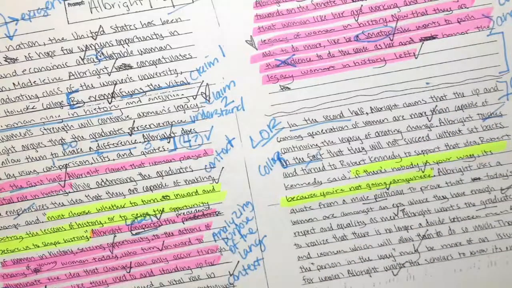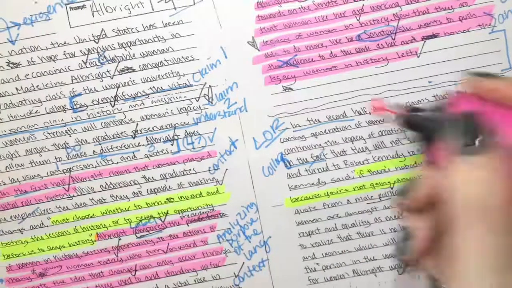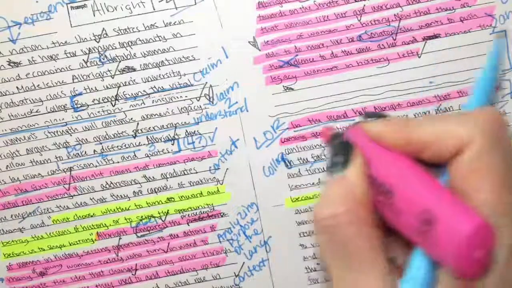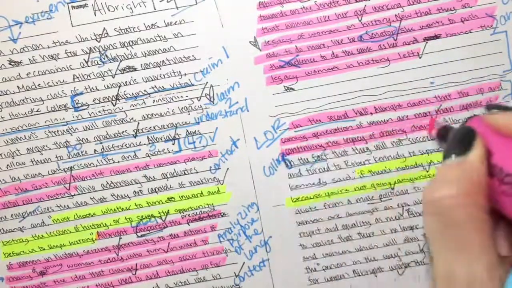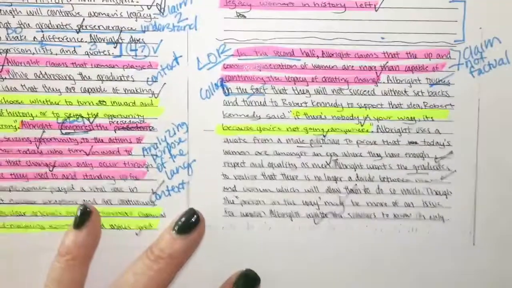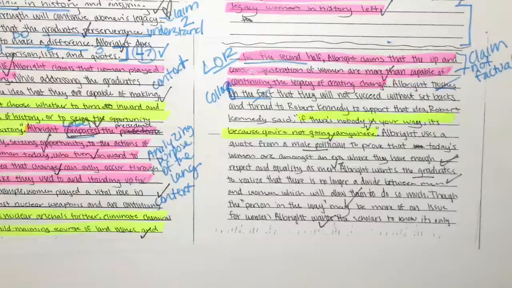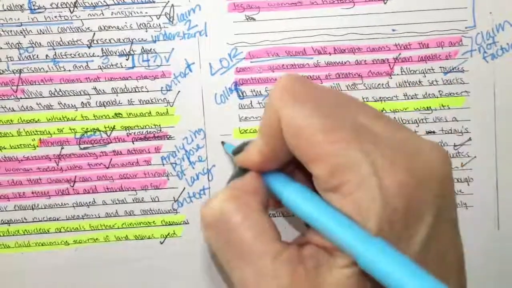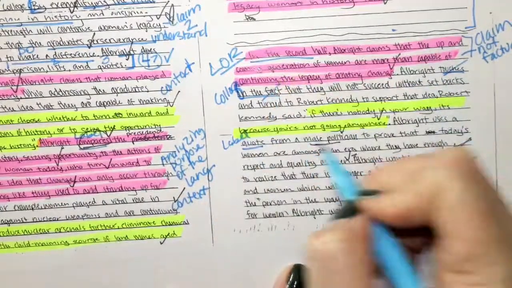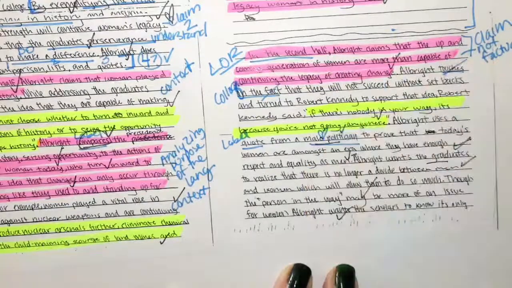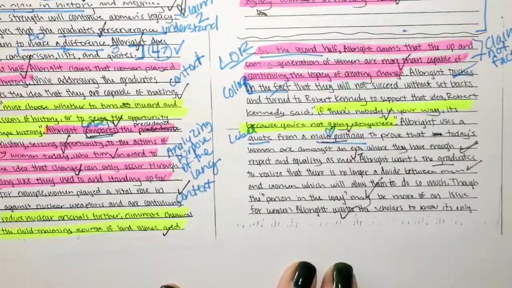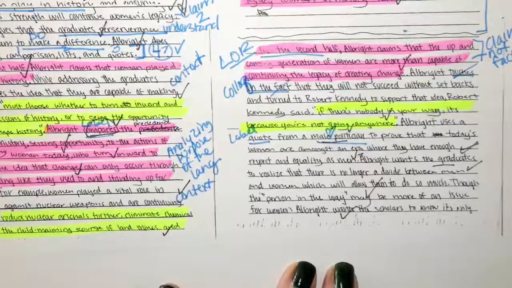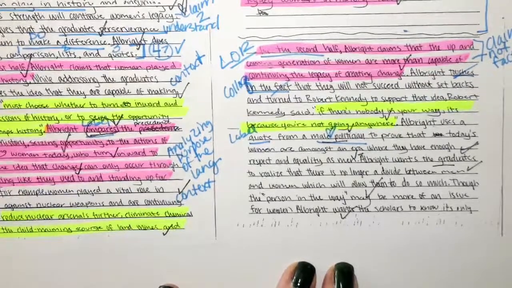We have our claim, which we're going to mark as our analysis because it's the student's own voice, own words. Albright uses a quote. Okay, there's our label, from a male politician. That's interesting. That's going to kind of pique my interest. So now, when this kid is not just looking at the quote, but they point out that it's from a male politician, I go, okay, I'm hoping that the kid analyzes not only the quote, but the value of the quote coming from a male politician, right?